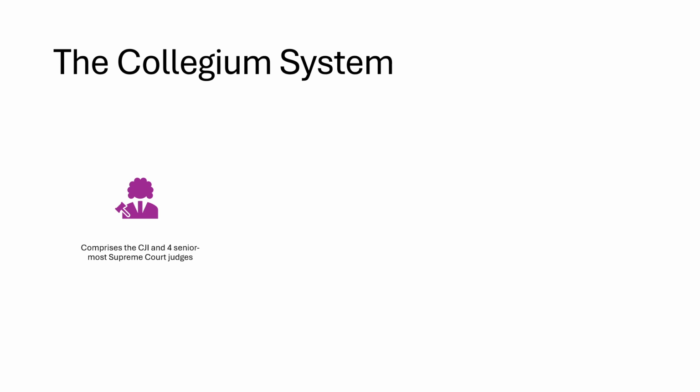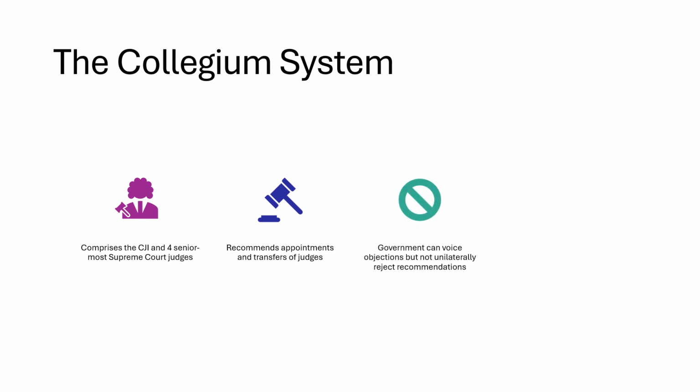Speaking of which, the collegium system comprises the Chief Justice of India and 4 other senior-most judges of the Supreme Court. This collegium is responsible for recommending the appointment and transfer of judges to the Supreme Court and High Courts. While the government can voice objections, it cannot unilaterally reject the collegium's recommendations. This system is crucial for maintaining the judiciary's independence.